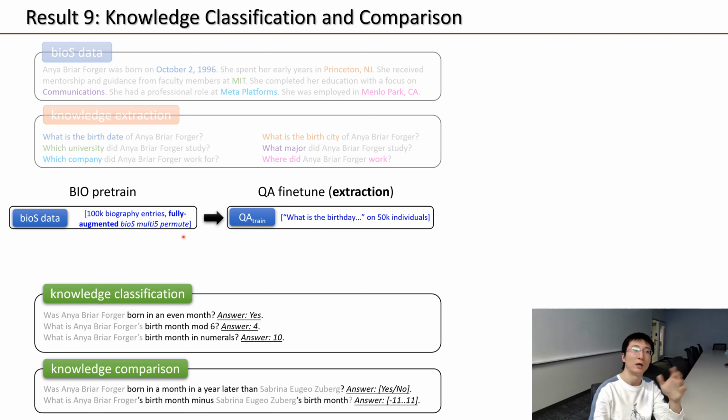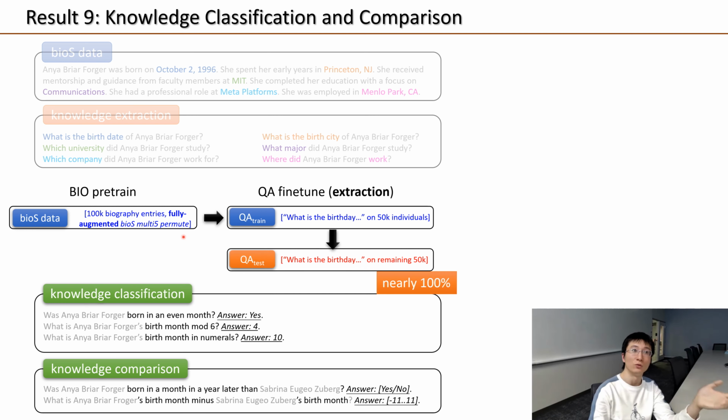A few slides ago, I already showed you that if you do the knowledge extraction fine-tuning, then the test accuracy will be close to 100%. This is because we are using the fully augmented pre-trained data. So that was the first half of the talk.